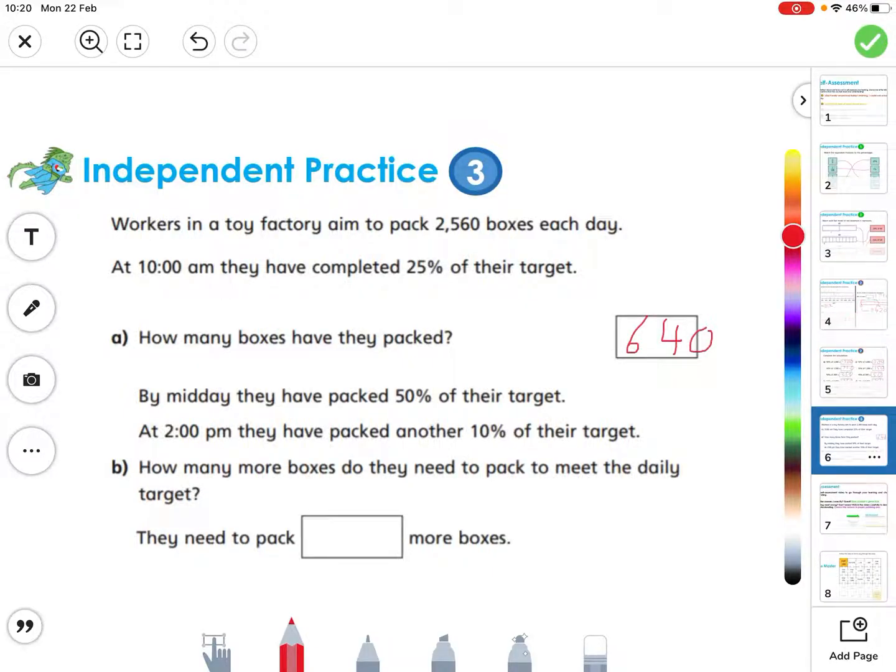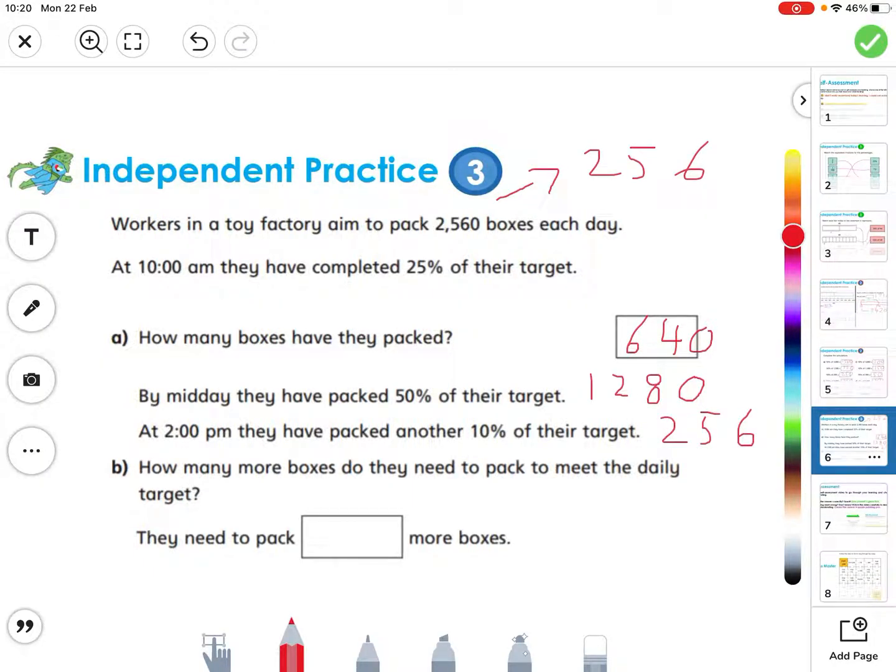640. By midday, they have packed 50% of their target. Well, 50% of 2,560, if I divide that by 2, that's going to be 1,280. By 2 p.m. they packed another 10% of their target. Well, 10% of this will be 256.